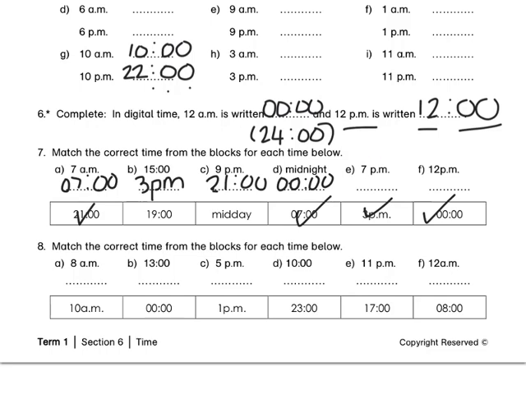7 p.m., we know this is in the evening. So 7 plus 12 is 19. So we write it as 1900. And lastly, 12 p.m., we know this is the very beginning of the afternoon, which is midday. And there we have matched them all correctly. It's now your turn to use what you have learned and complete all of 7 and 8 by yourself in your workbook.